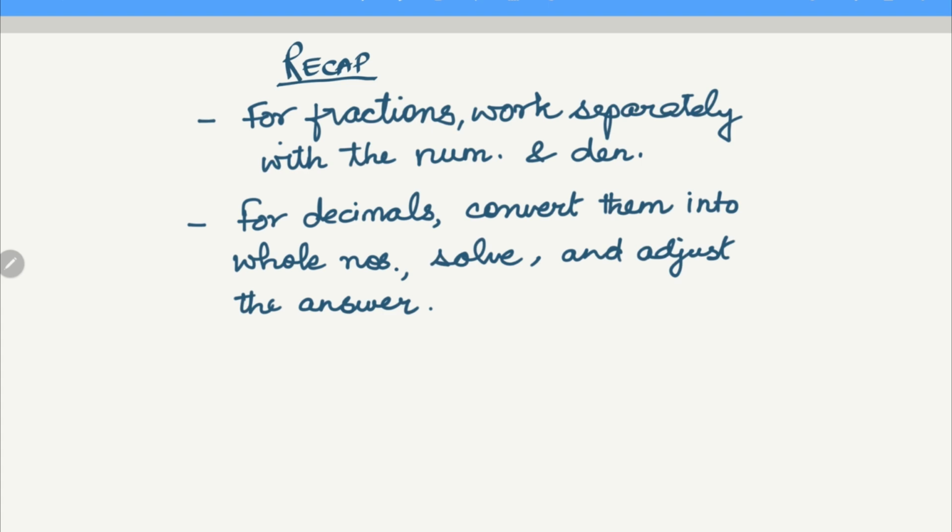So here is a quick recap. First, HCF and LCM can also be calculated for fractions and decimals, as we learned in today's video. For fractions, we need to work separately with the numerator and denominator, and for decimals, we convert them into whole numbers, solve the problem, and then adjust the answer.